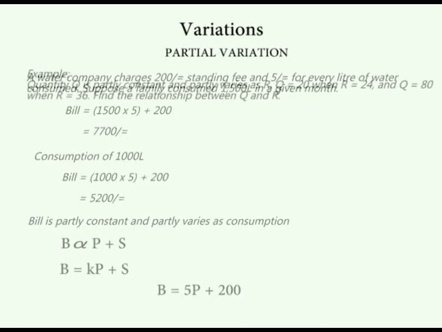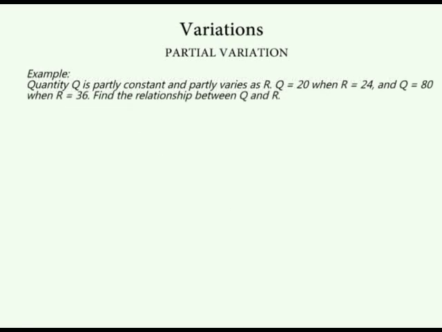An example: a quantity Q is partly constant and partly varies as R. If Q is equal to 20 when R is equal to 24, and Q is equal to 80 when R is equal to 36, find the relationship between Q and R. From the information, Q is proportional to R plus C, and therefore Q is equal to KR plus C. We find K and C.